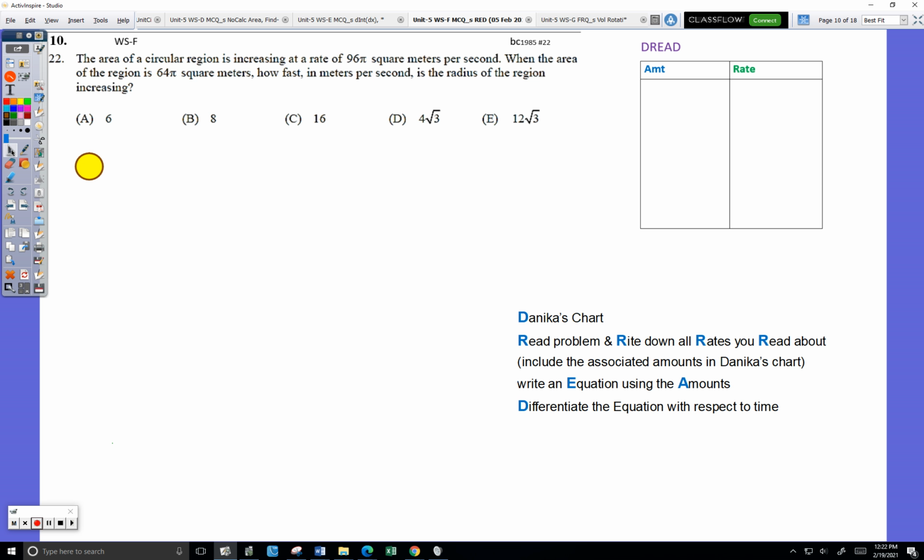It says the area of a circle is increasing at a rate of 96 pi. Raise your hand. How do I write that? Come on, hands. The area of a circle is increasing at a rate of 96 pi. How do I write that? You all know. How do I write it? Caleb. Would it be dA/dt equals 96 pi?